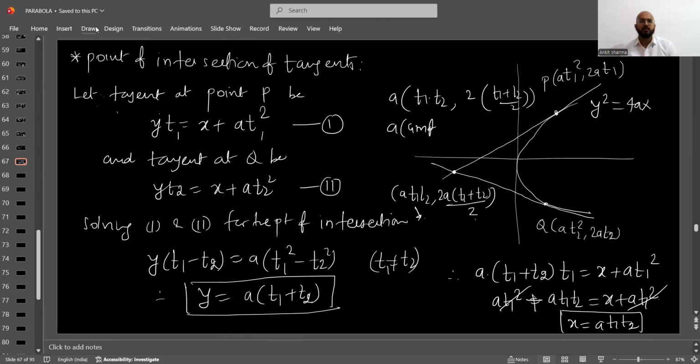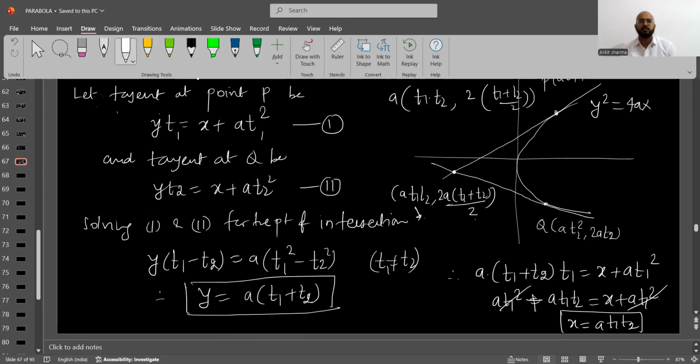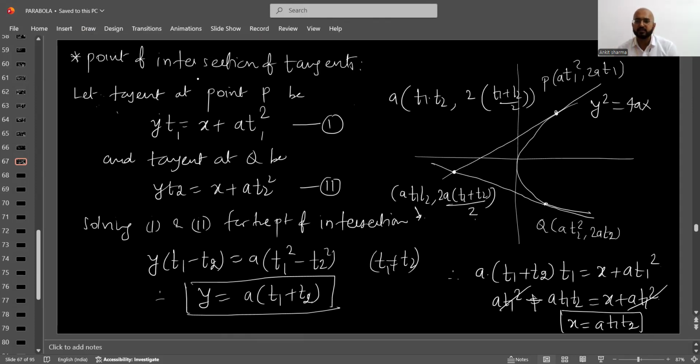Let's take the inside. Here we have at1 square and at2 square. If I find the geometric mean of these 2 numbers, it is going to be a times t1 into t2. So this is the geometric mean, and this is nothing but 2 times the arithmetic mean. This also we can have.